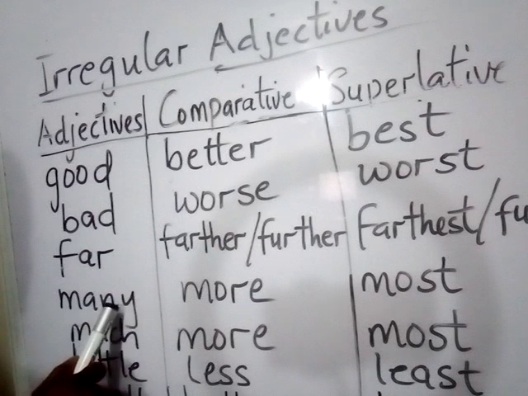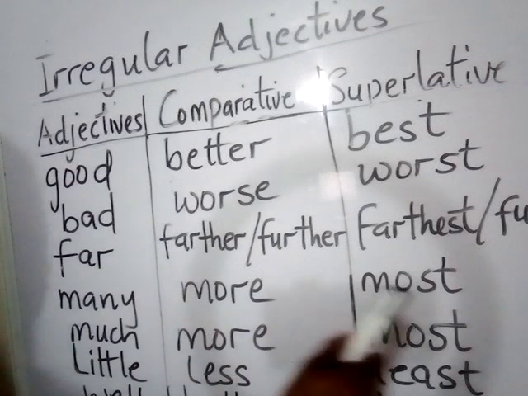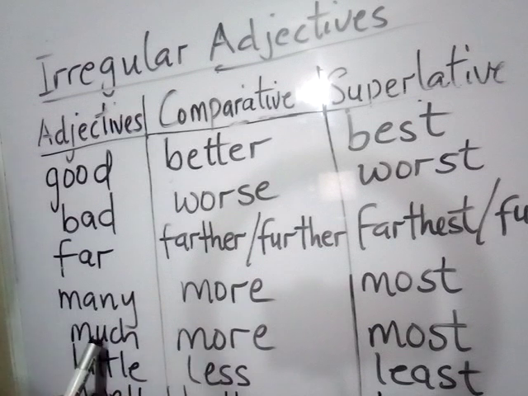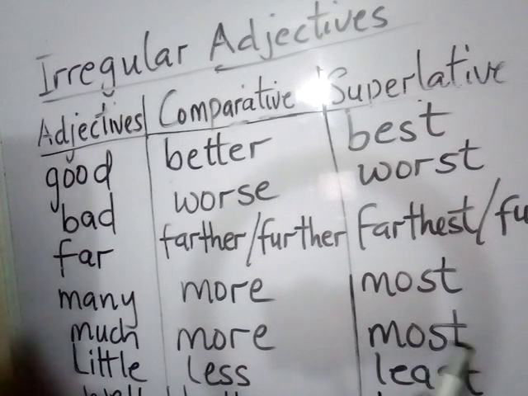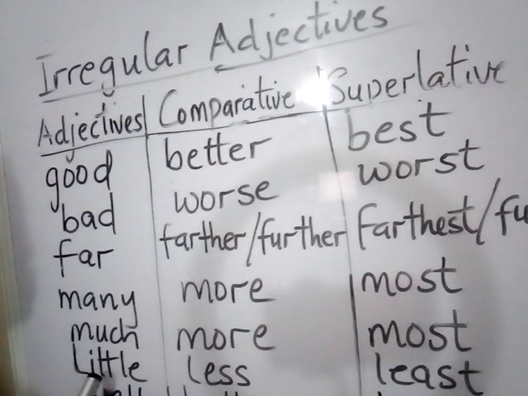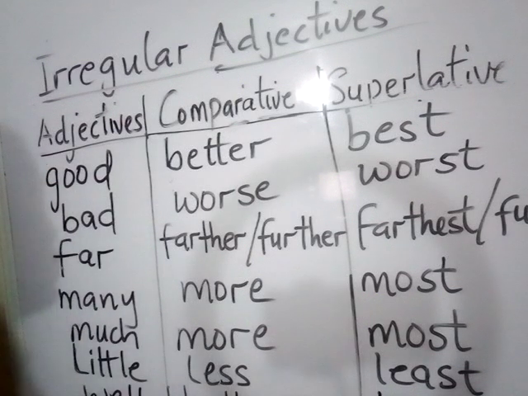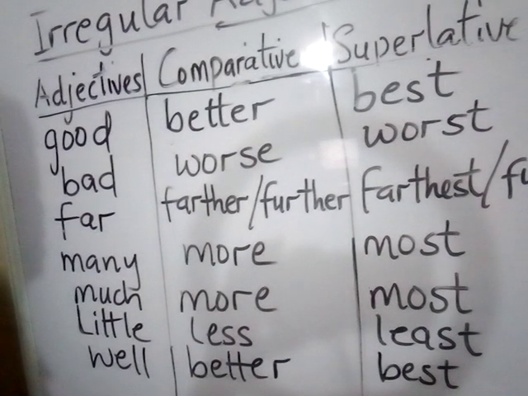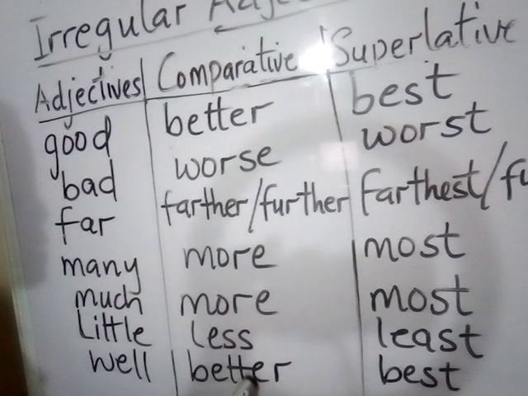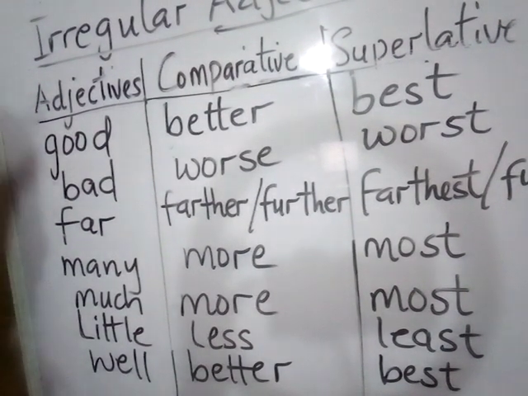Then the next word here is many. You have many, more, most. And then much. Much also changes to comparative with more and the superlative most. So many, more, most. Much, more, most. And then the next one here is little. The comparative form of little is less and the superlative is least. Little, less, least. And the last one we have here is well. Well, better, best. So these are some of the words that we consider as irregular because they have no particular pattern of changing to the comparative and superlative forms.